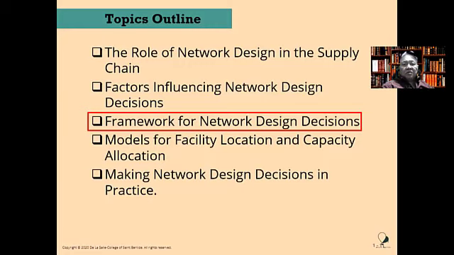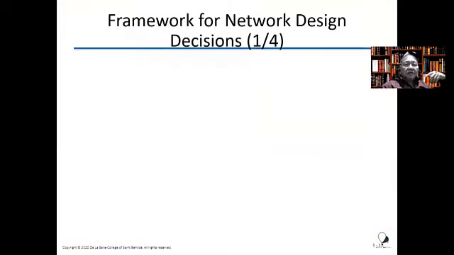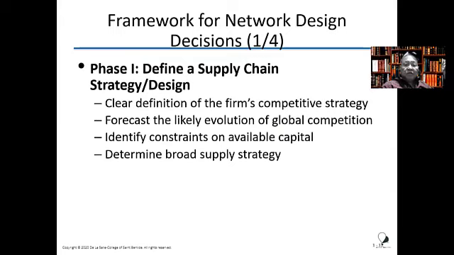Global network design decisions are normally made in 4 phases. And I will illustrate that in the following slides. The first phase, you have to define a supply chain strategy. Clear definition of the firm's competitive strategy, which we have discussed in our earlier lecture, talking about strategic fit of the supply chain vis-a-vis the strategy of the firm. Forecasting the likely evolution of global competition. So again, just like in a business, you have to look into the future, how it will look like after, say, the pandemic. What will business be like?